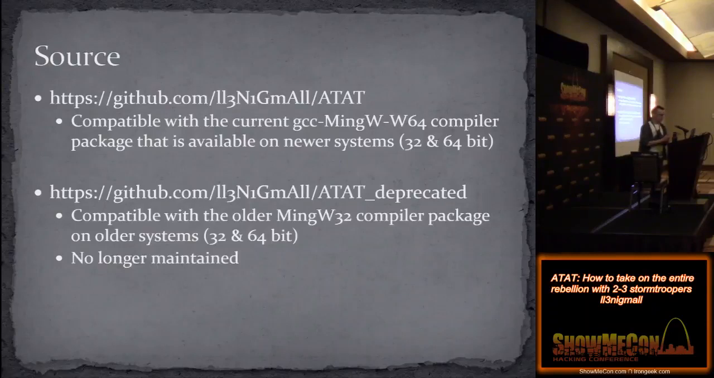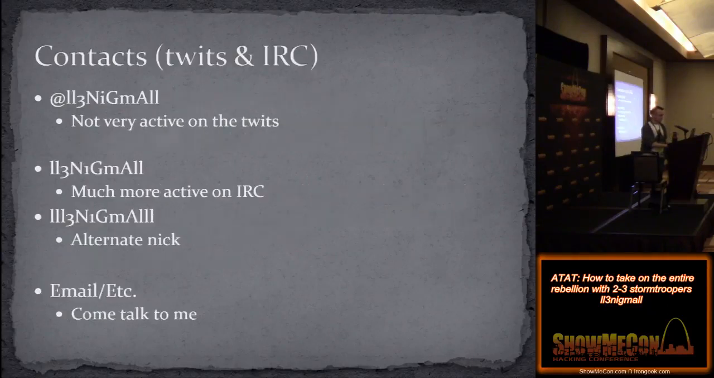Here's where you can get the tool. I initially created it to support the old MinGW32 compiler, and I kept both of them up for a while. It's no longer maintained, so some of the newer features don't exist there. But there's the GitHub links for both of them. And here's my contact information. That's pretty much all I have.